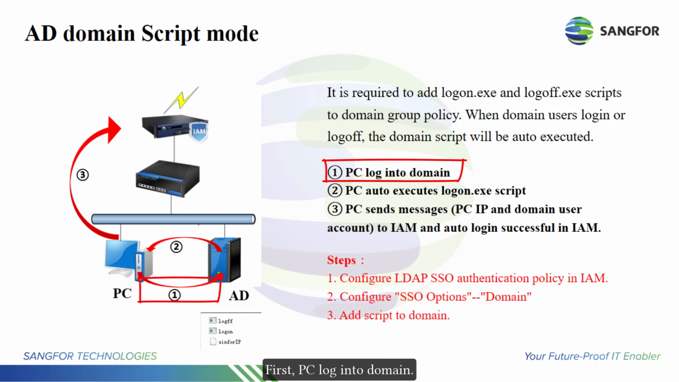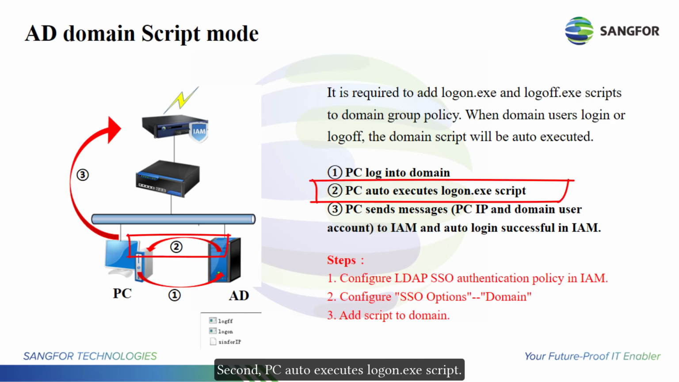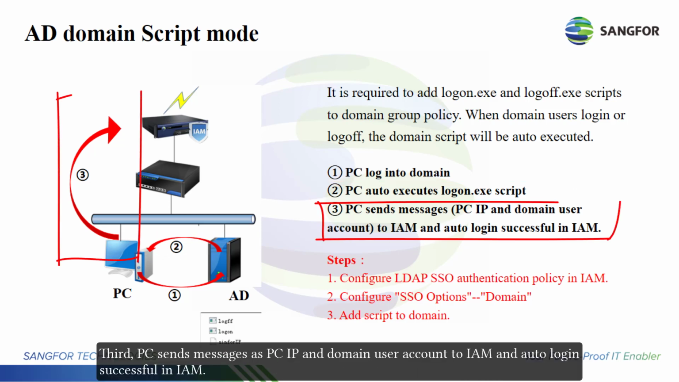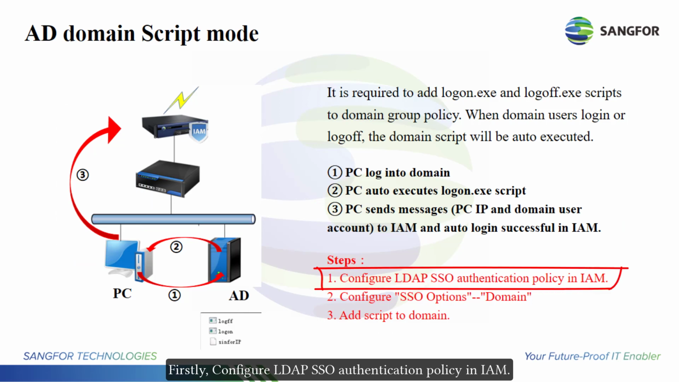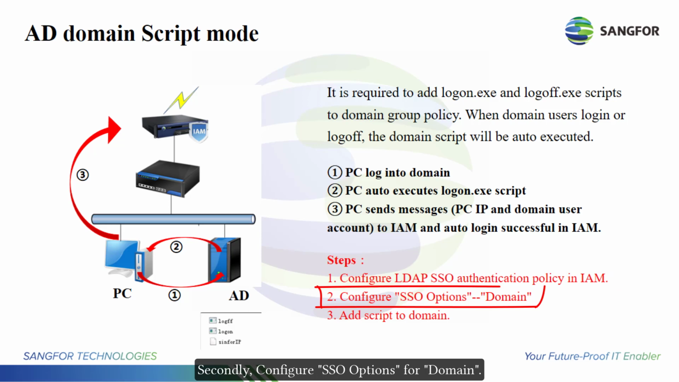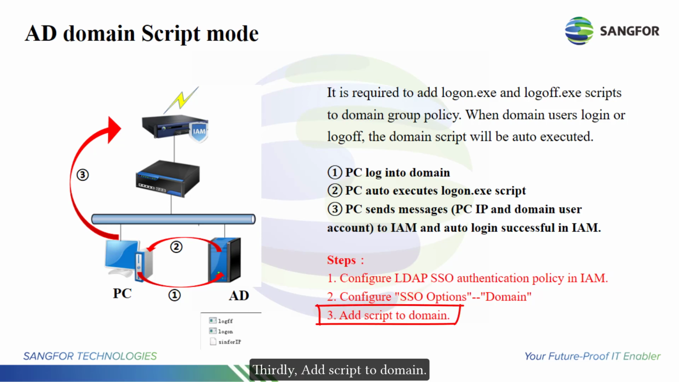First, PC logs in to domain. Second, PC auto-executes logon.x script. Third, PC sends messages with PC IP and domain user account to IAM and auto-login is successful in IAM. The steps for the script SSO mode are: firstly, configure DAP SSO authentication policy in IAM. Secondly, configure SSO options for domain. Thirdly, add script to domain.